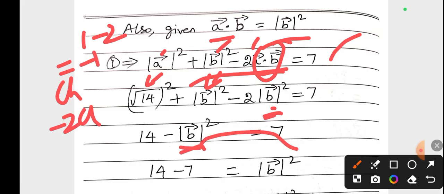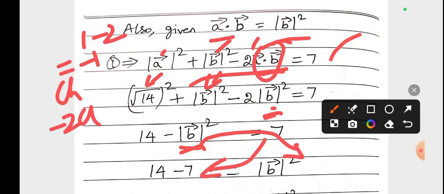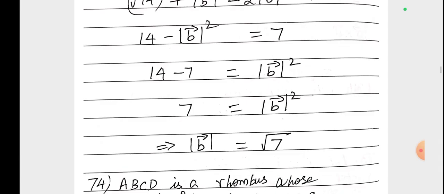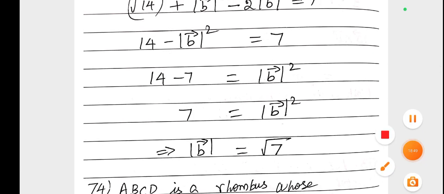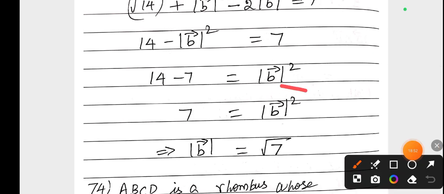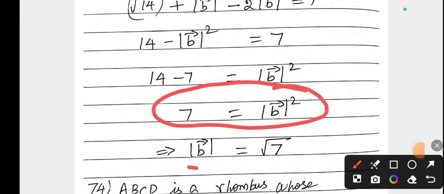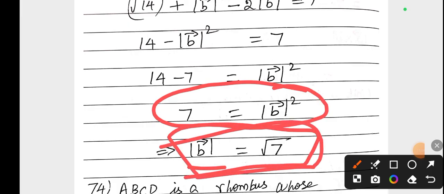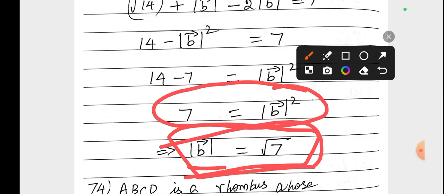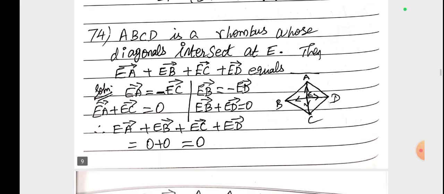So minus magnitude of B square comes here now, plus magnitude of B square, and plus 14 comes here now minus 14. Simply we are doing the simplification. So magnitude of B square is only 7. So magnitude of B is root 7. The simplification, the transposition can be done in any way, children.